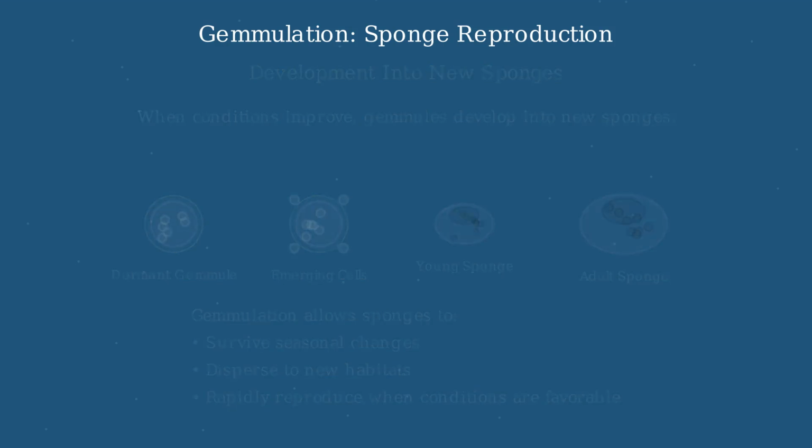Gemmulation demonstrates the remarkable adaptations that have evolved in sponges, enabling these simple animals to persist in challenging environments for millions of years.